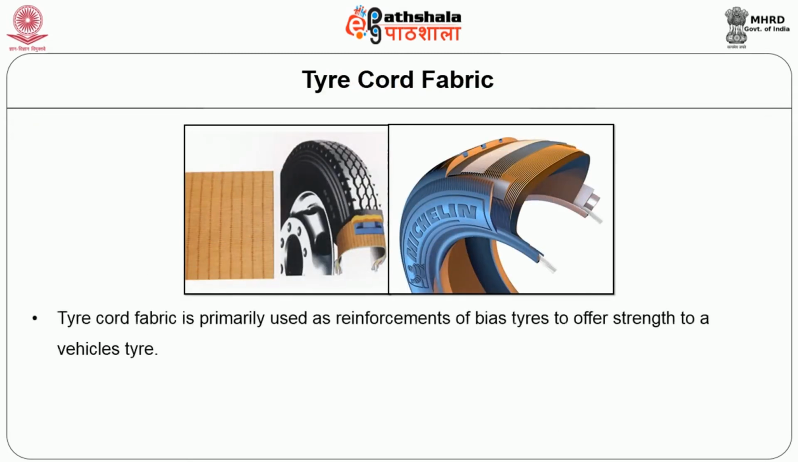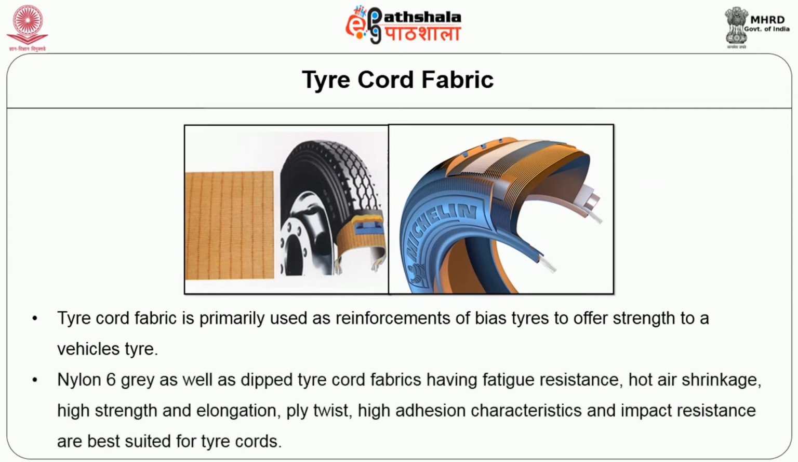The next one is tire cord fabrics. Tire cord fabric is primarily used as reinforcement of bias tires to offer strength to the wheel tire. Nylon 6/6 grey, as well as dip tyre cord fabrics having fatigue resistance, hot air shrinkage, high strength and elongation, ply twist, high abrasion characteristics and impact resistance are best suited for tyre cords.